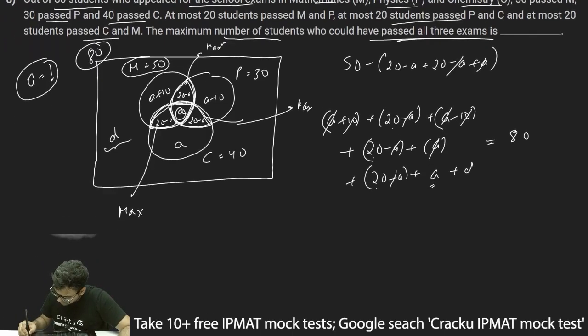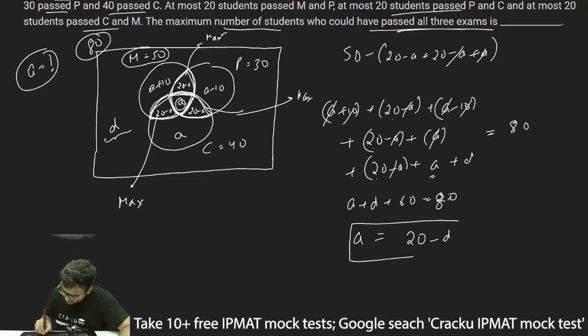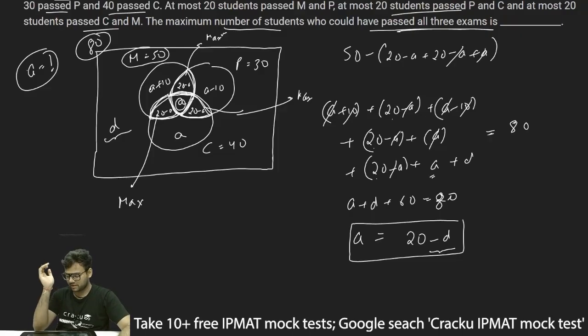So this will become A plus D plus 60 should be equal to 80, or I can write A is equal to 20 minus D. Now the value of A is decreasing. Basically something is being subtracted from 20.